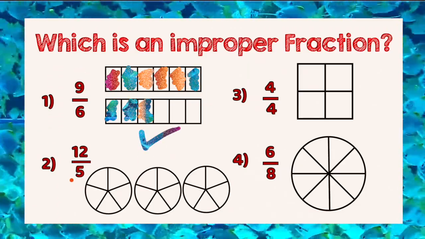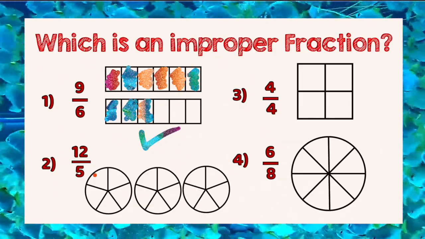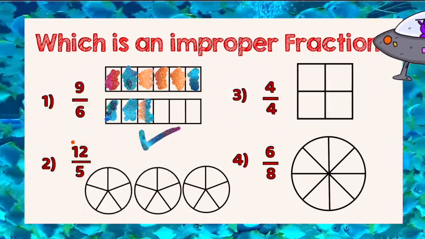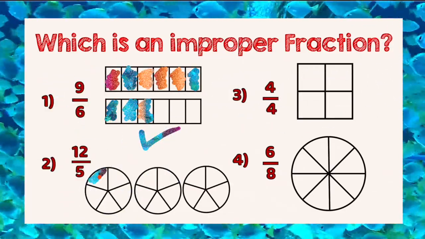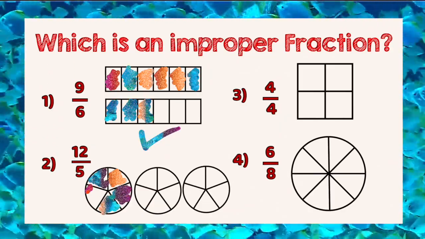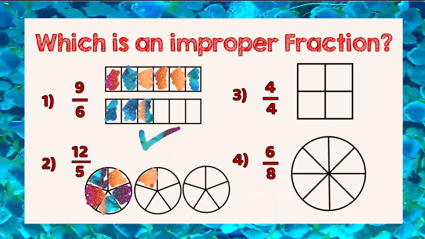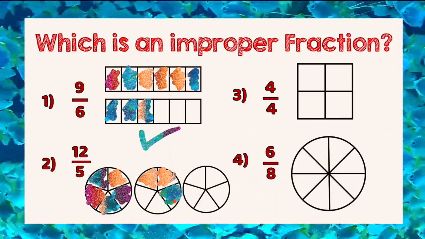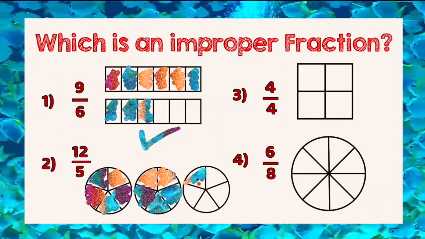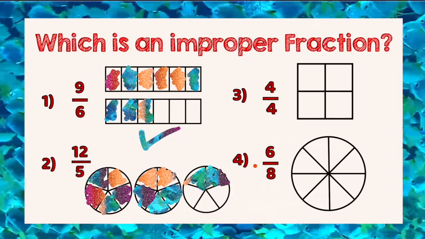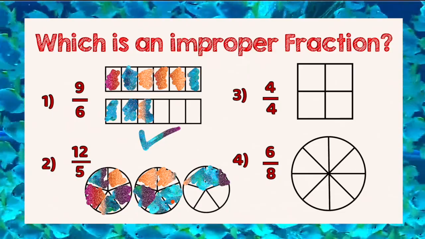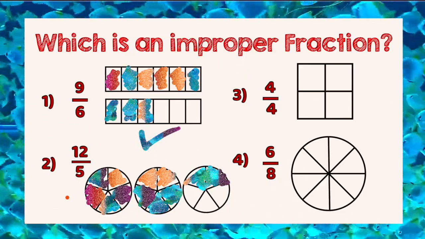In question number 2, the denominator is 5. So each whole set will be 5 like we have shown here. But because we've got 12 of those, we'll shade in 12. 1, 2, 3, 4, 5, 6, 7, 8, 9, 10, 11, 12. So here, as you can see, we have more than one whole complete, and therefore this is an improper fraction.